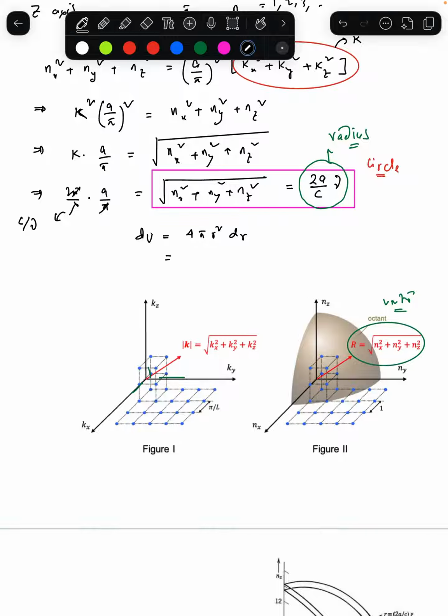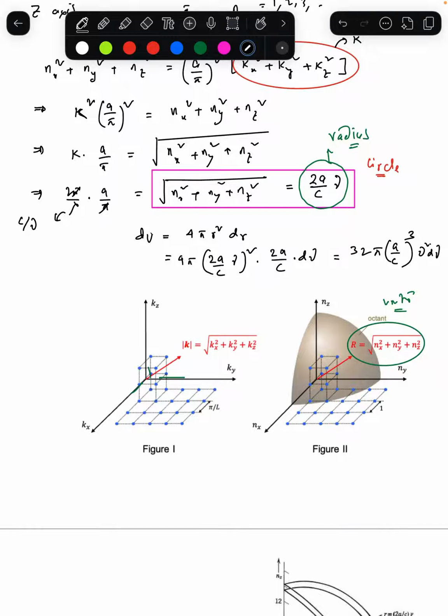Now carefully substitute. r is equal to how much? 2a by c into nu, whole square. dr is equal to 2a by c into d nu. Correct? How much is this coming? This is 16 times 2, so it is coming 32. Here it is 32 pi a by c whole cube, nu square d nu. This is the result that we are getting.